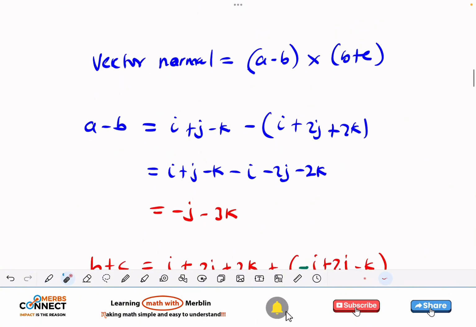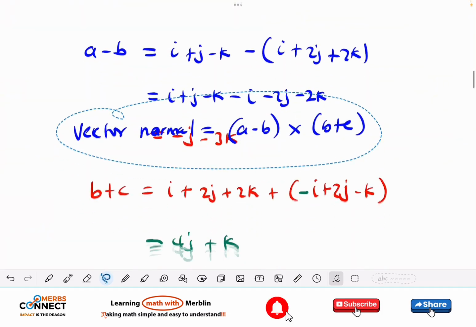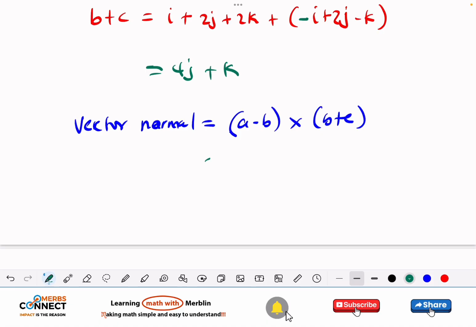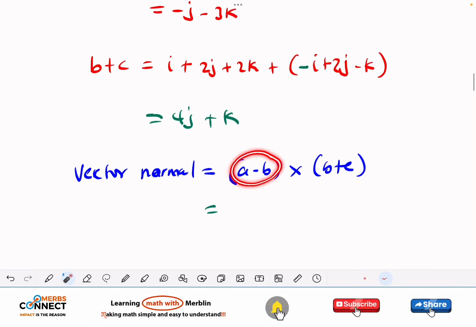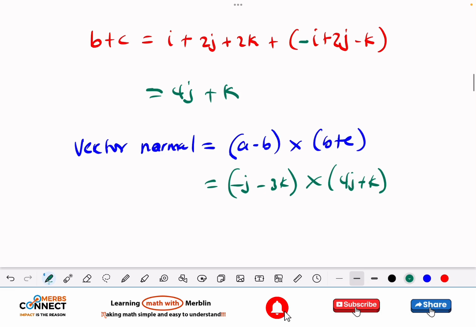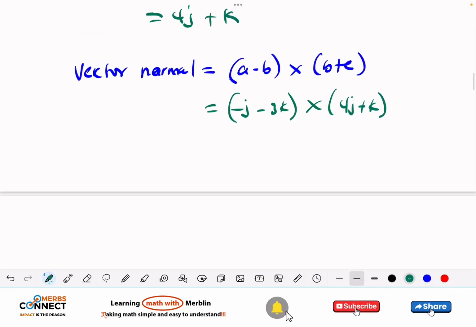So now that we have gotten this, we want to do the cross, right? So let me just pick this one and bring it down there so that we can see what we are going to do with the cross. We know that A minus B is equal to this, so I can replace it by that. So minus j minus 3k cross B plus C, which is 4j plus k. So remember, this is cross product, and for cross product, we need all directions. We need i, j, k before we can do it.